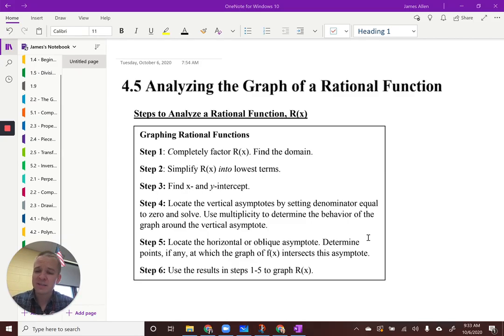So if you want to jot this down, feel free to pause the video if you haven't done so already. Jot it down, hit play, and keep it moving and grooving.